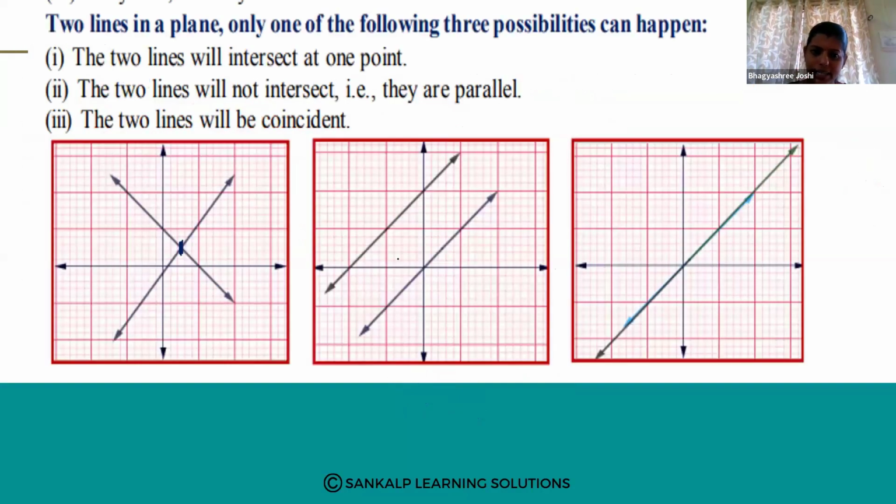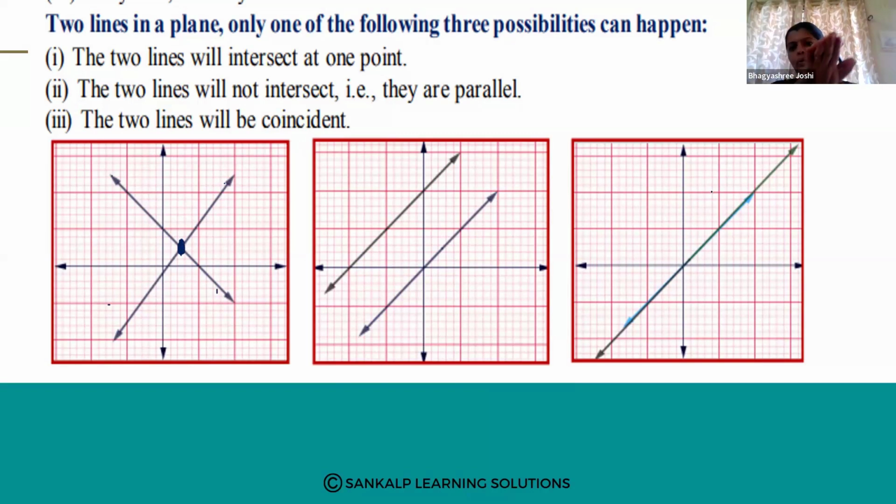One possibility is the lines will intersect each other. Two lines will intersect at one point. See, this is one possibility. This is one line and this is another line and these two lines will intersect at a particular point. Next, two lines will be parallel. Okay, this is also possible. Two lines will be parallel to each other. Next, two lines are coincident, means two lines will be overlapping on one another.